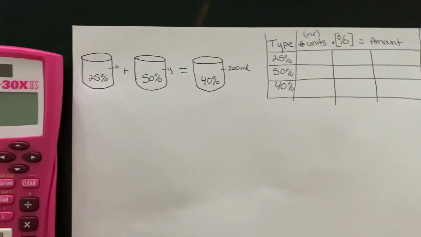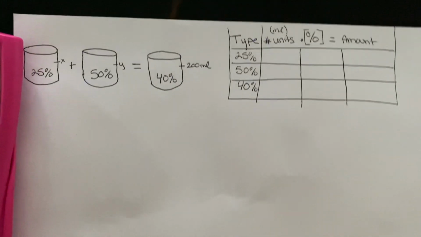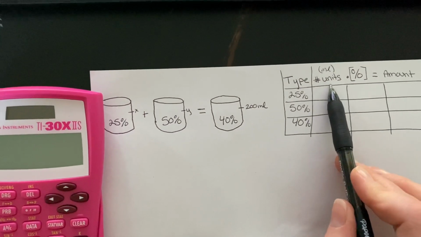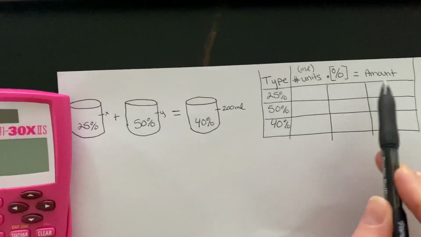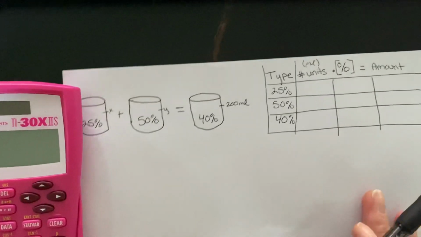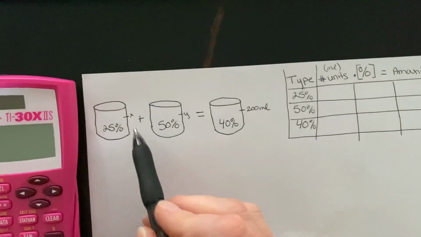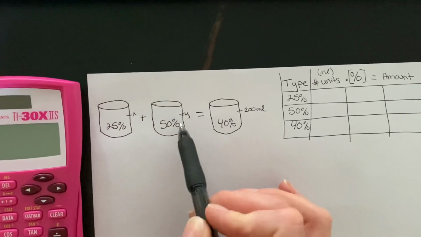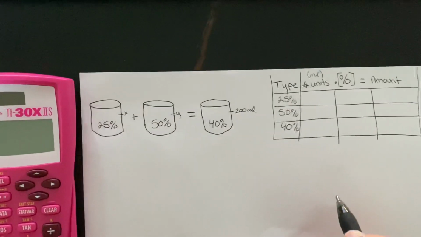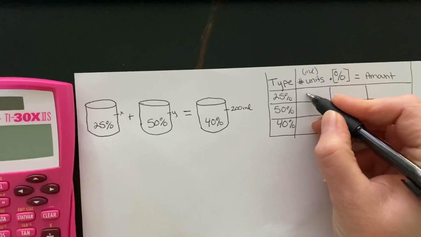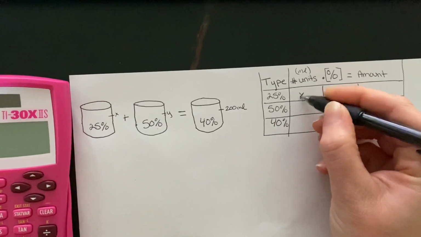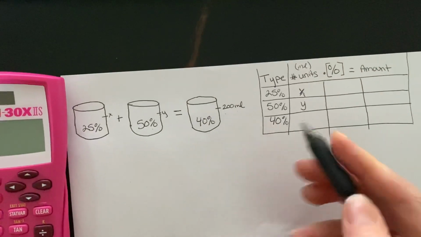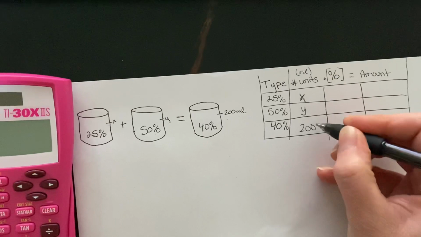So we are going to set up a chart here, and we are going to use the number of units times concentration equals the total amount. We don't know how many mils of the 25 and we don't know how many mils of the 50, so I label them X and Y. So our units are going to be X and Y, and we know that we have 200 mils of the 40% solution, so we have 200 here.